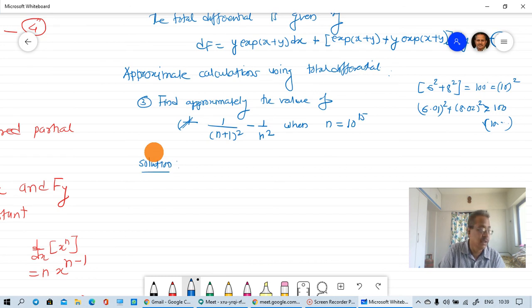Now if function f of x has a single variable, only one variable x, the dependent variable is 1 and the independent variable is also 1. So this function can be written in the form 1 upon x square. So f of x is equal to 1 upon x square. And we are asked delta f is equal to function of 10 raised to 15 plus 1 minus function of 10 raised to 15.